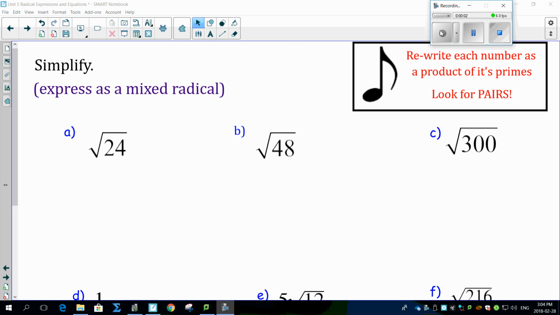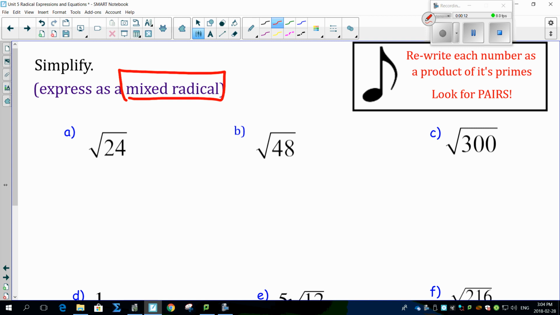So let's look at something that you actually studied in Math 10C, but it's good to have a refresher on this. This is expressing things as a mixed radical. In other words, you're going to have some sort of number up front in front of a square root sign. But there's a couple things I want you to look for, okay?